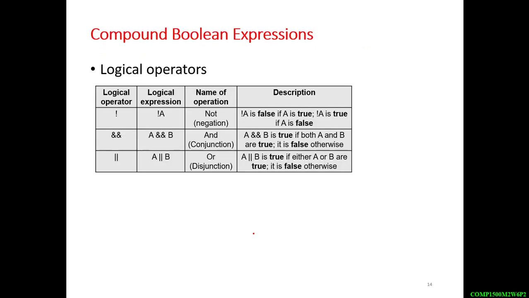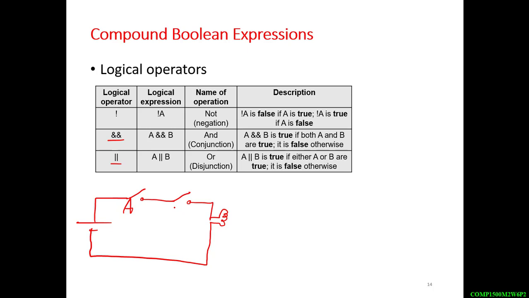Next up are our logical operators, and in the logical operators we use and, or. A simple way to understand them: consider an electrical source with a switch over here and a switch over here, and this is my light. This is my A, and this is my B. This is called the AND operator.